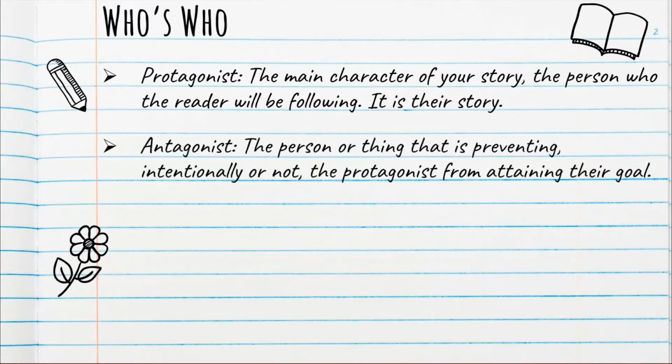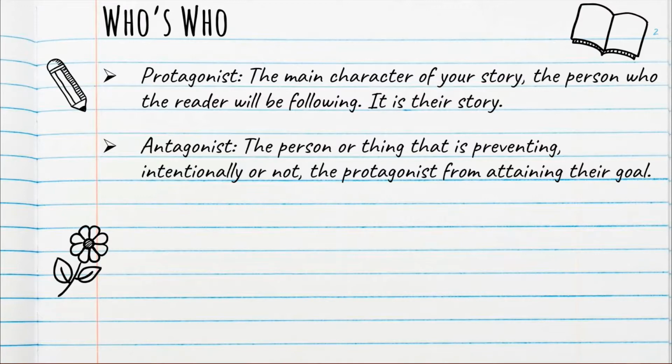Next is the antagonist. And the antagonist is the person or thing that is preventing, intentionally or not, the protagonist from attaining their goal. Remember, the story is all about the protagonist getting what they want, achieving some goal. It could be something very big, something very small, but the point is it's all about them getting what they want. And the antagonist is trying to stop them. Now, it might be that they're actively trying to stop them. They know that the protagonist wants this thing, so they're doing everything they can to make sure that they don't get it. Or it could just be something that's in the way.